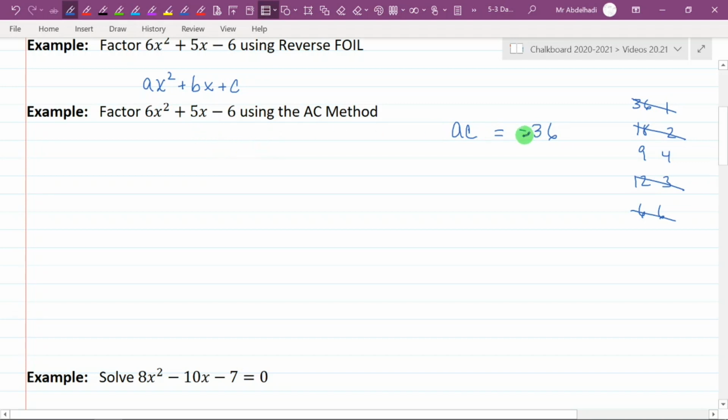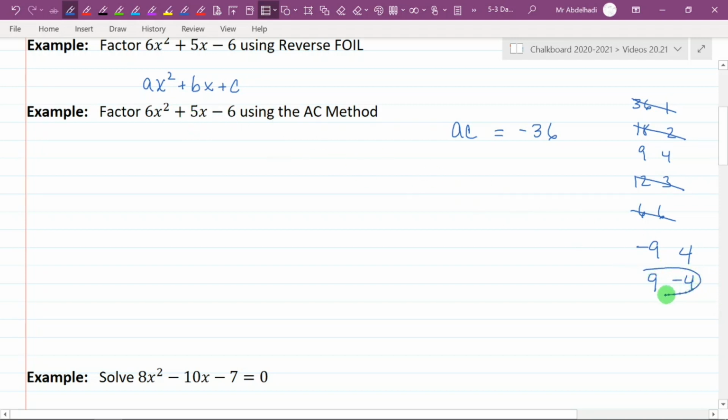Now, you need this to be negative 36. If it's negative 36, you're going to have one of these be a negative number because you need to multiply them and get negative 36. So it's either negative 9 and positive 4 or positive 9 and negative 4, just like with reverse FOIL. And once again, which one will give us a positive 5?